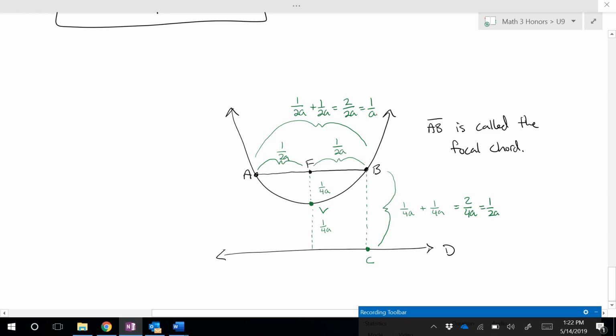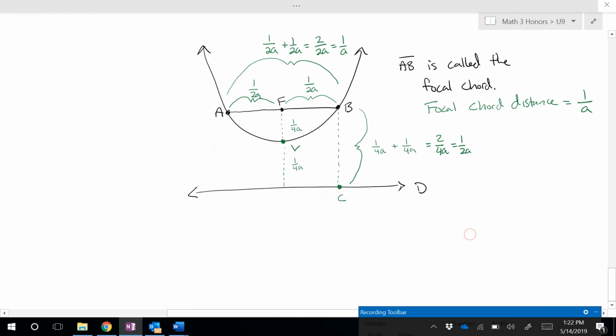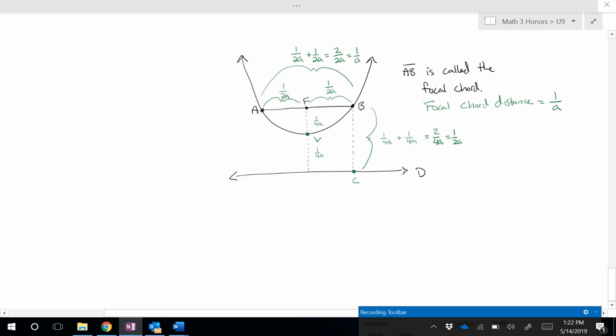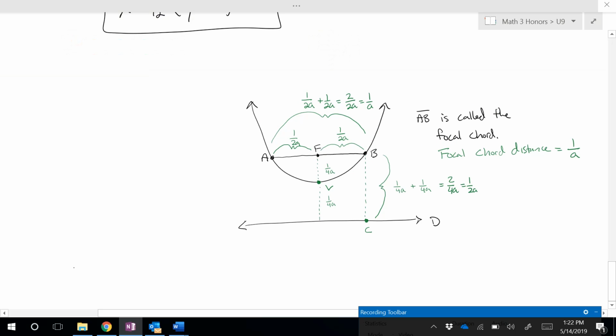All right. So we need to know this, that the distance of the focal chord, your focal chord distance, is always 1 over a. Okay? So you'll need that for this next problem. And this will be the last problem.